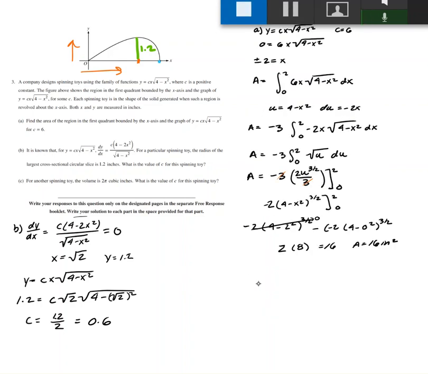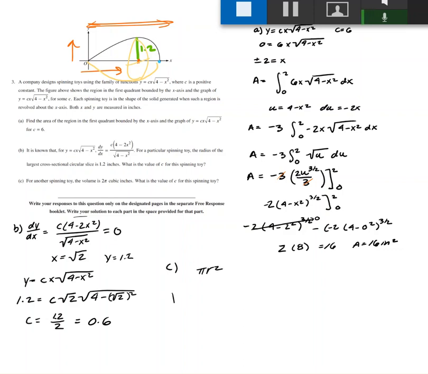Now if we take a look at part C, which asks us for another spinning toy, the volume is 2 pi cubic inches. What is the value of c for the spinning toy? So if we look back at the beginning of the question, it says that the solid is generated when the region is revolved around the x-axis, right? So that is going to give us a shape that kind of looks like this, with our cross sections there. And so that means that we're going to be integrating over the x-axis this way. And each cross section is going to be a circle. And so the area of a circle equals pi r squared.